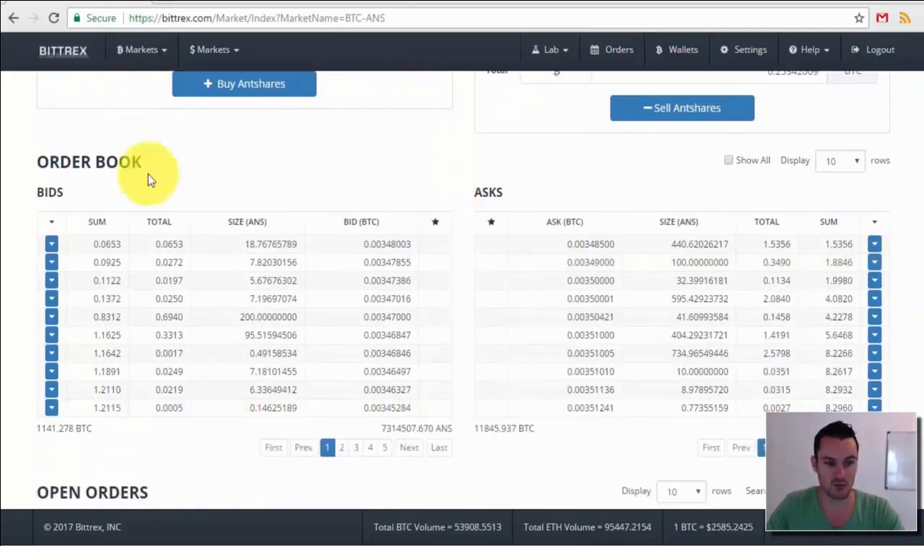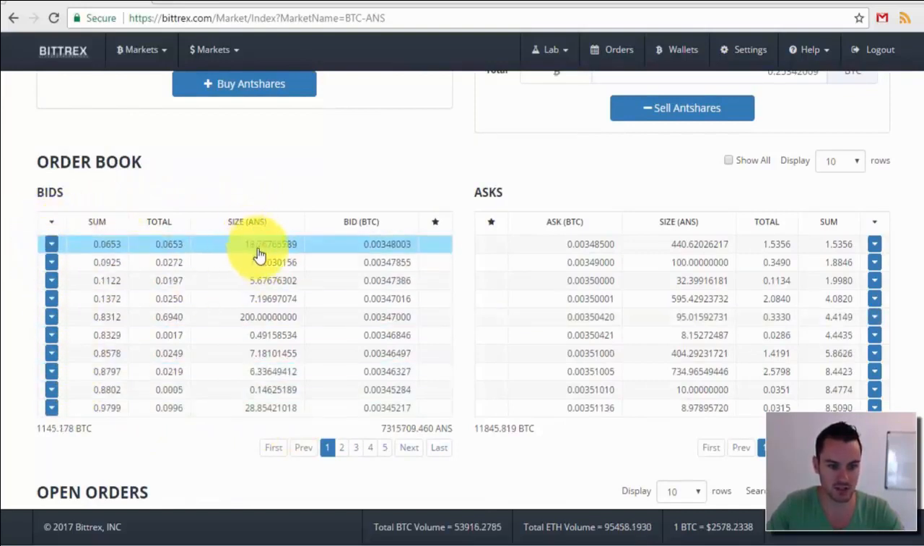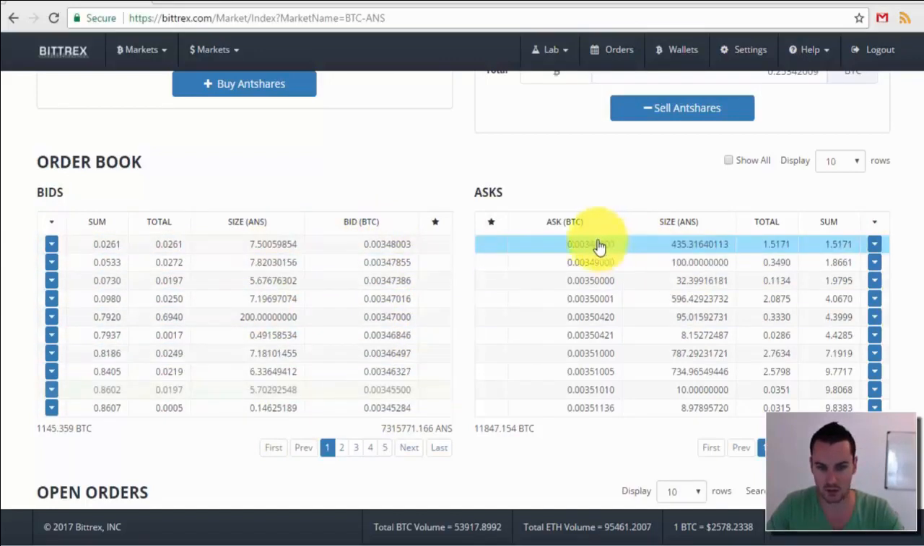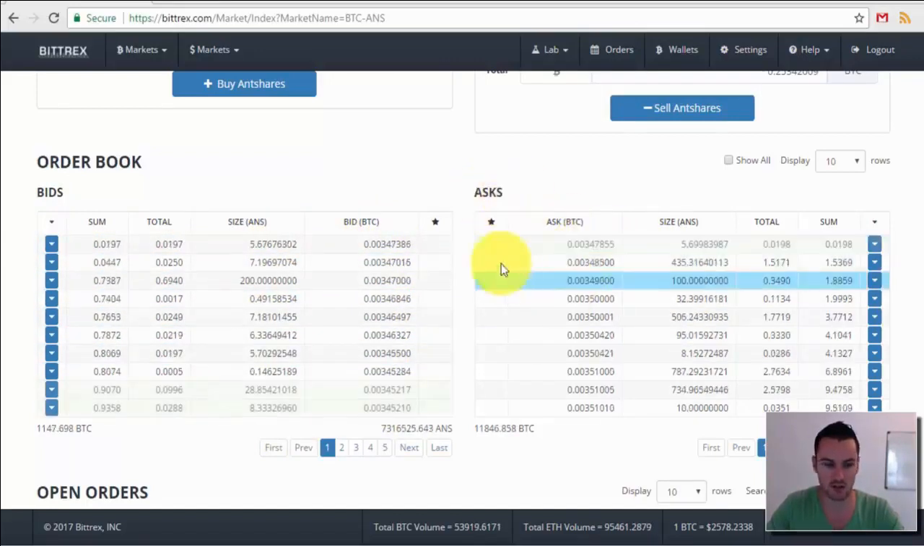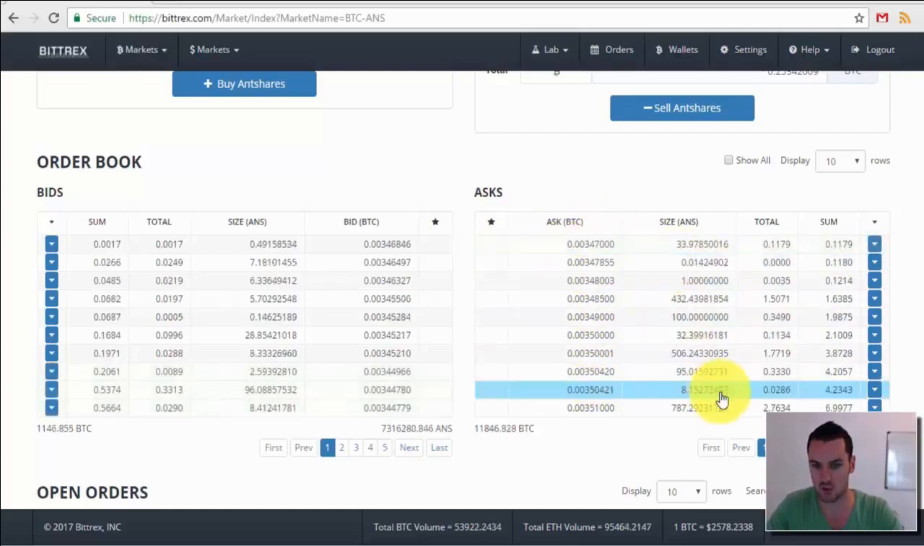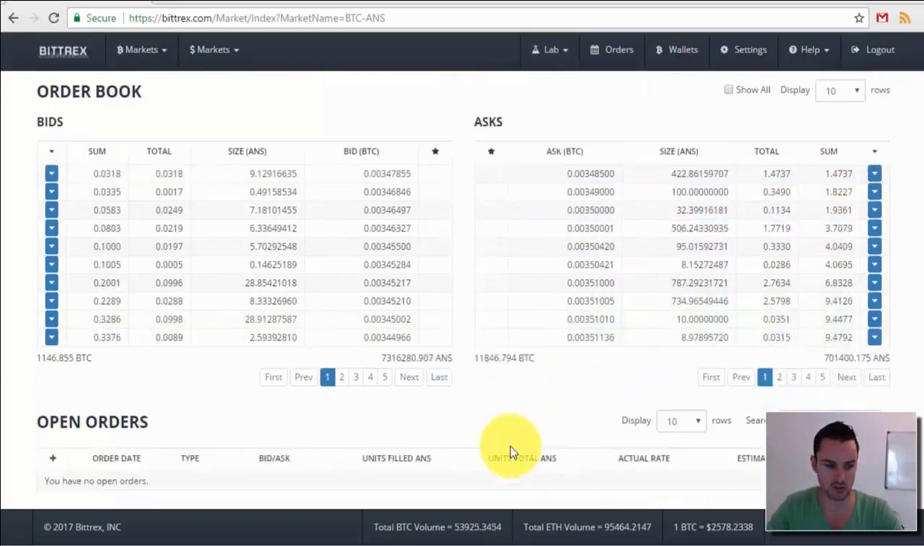The other bits on the screen then, you have your order book, so you can see what bids are currently in. So these are people that are looking to buy ant shares. You can see the size, how much they want to buy, and you can see the price that they're willing to pay for these. As well as that, on the other side, you have your sells, which is your asks. So these are people that want to sell ant shares. So you can see this is the price they're willing to accept. This is how much they want to sell, and then you have your totals.